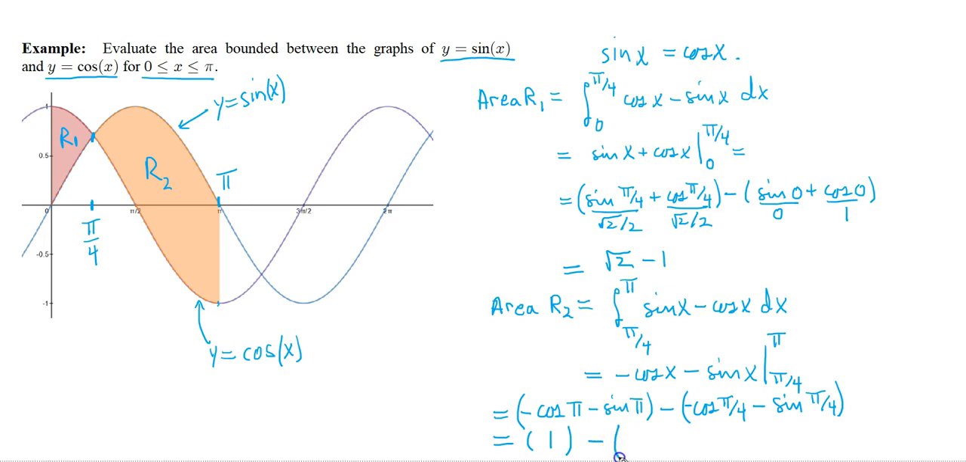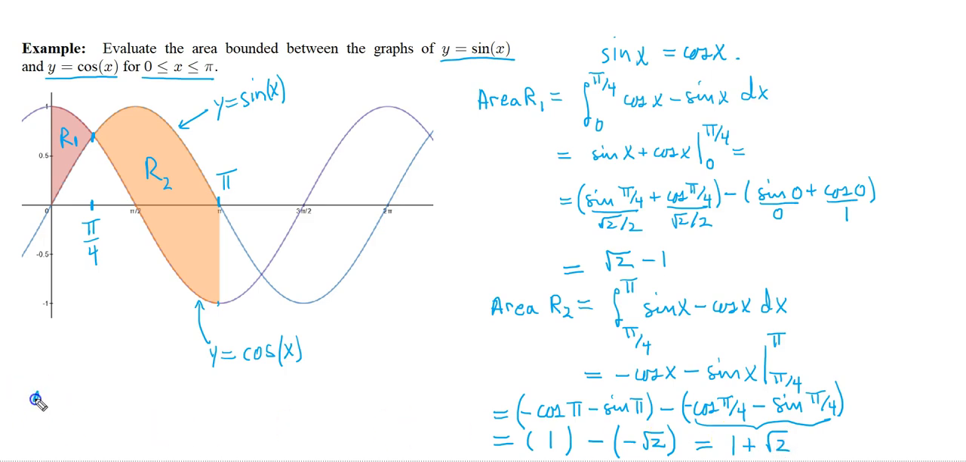And cosine of pi over 4 and sine pi over 4 are both √2/2, as we saw up here. And so this term right here is going to be -√2. Right? That's by adding together √2/2 plus √2/2 gives you √2. And we've got negatives. And so we're ending up with here 1 plus √2.